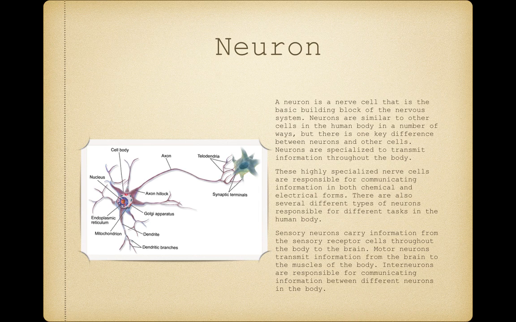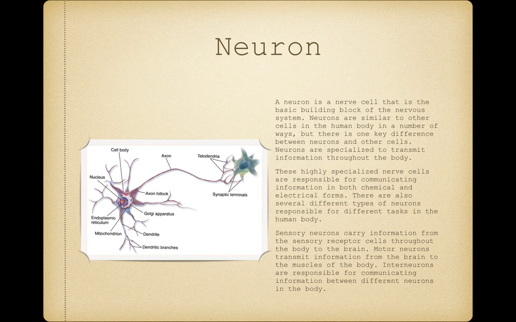A neuron is a nerve cell that is the basic building block of the nervous system. Neurons are similar to other cells in the human body in a number of ways, but there is one key difference between neurons and other cells. Neurons are specialized to transmit information throughout the body. These highly specialized nerve cells are responsible for communicating information in both chemical and electrical forms. There are also several different types of neurons responsible for different tasks in the human body.